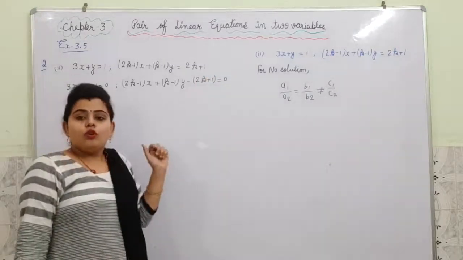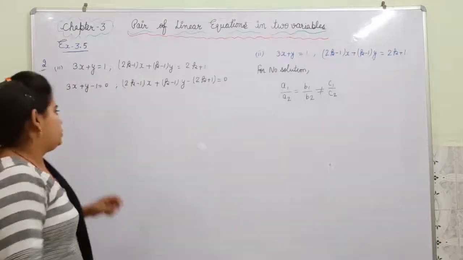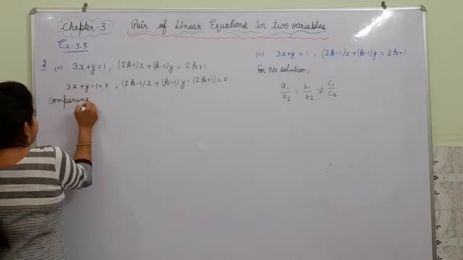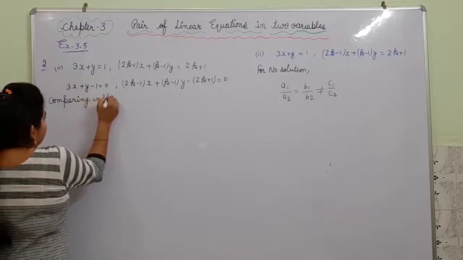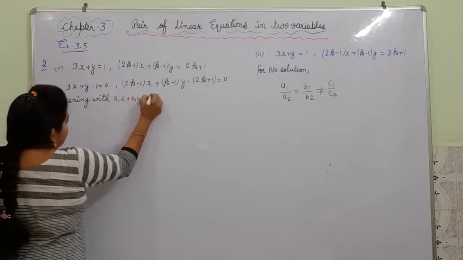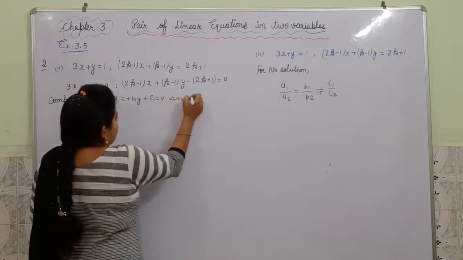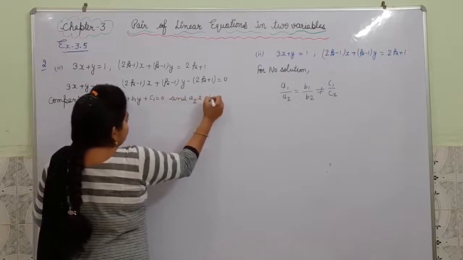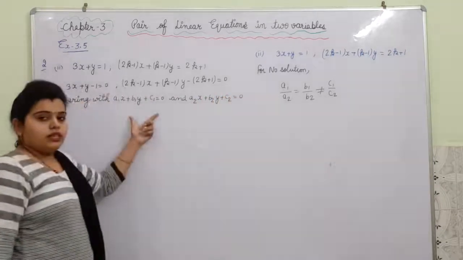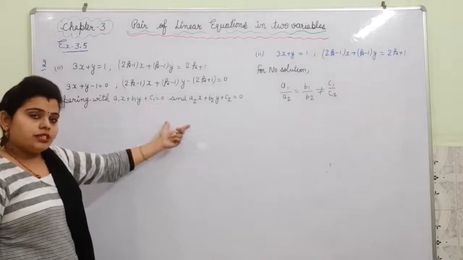Now what we will do? We will compare these equations with the standard form of pair of linear equations. And what is our standard form? Comparing with a1x plus b1y plus c1 is equal to 0 and a2x plus b2y plus c2 is equal to 0. Now we will compare these given equations with the standard equations.